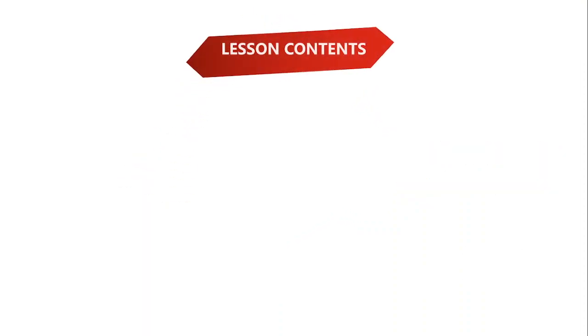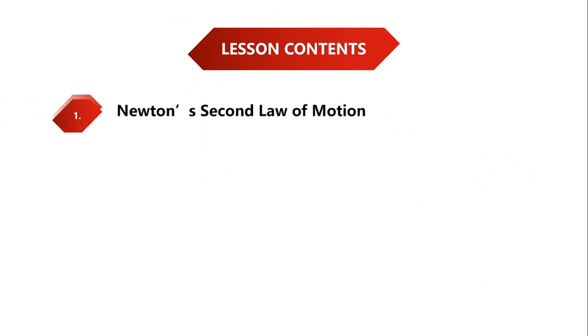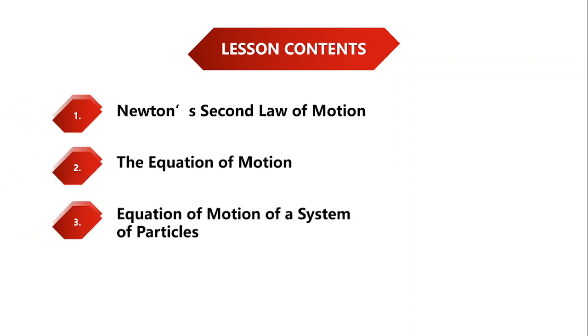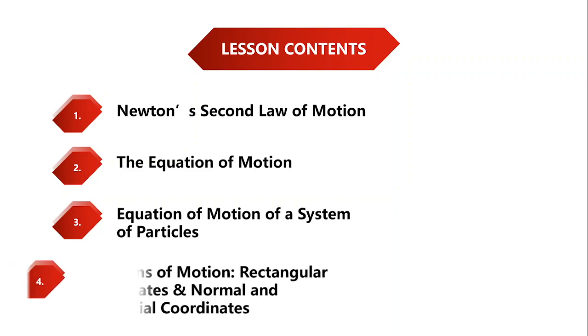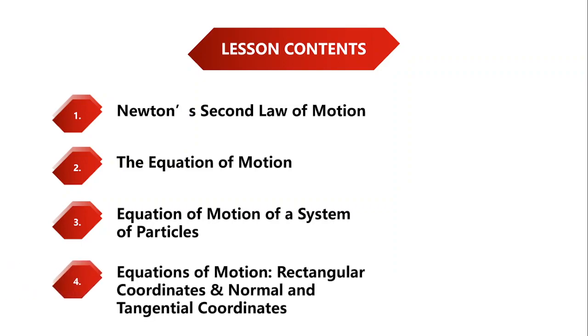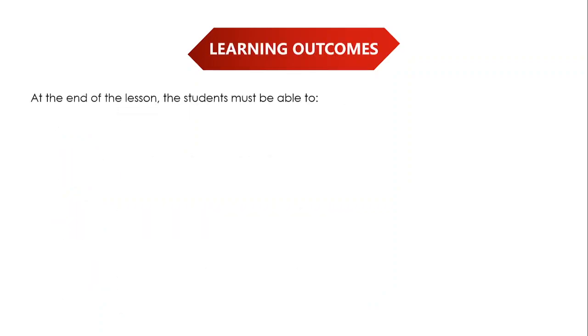So, let's proceed. For today's lesson, these are the contents. First is Newton's second law of motion, then the equation of motion, the equation of motion of a system of particles, and lastly, the equation of motion using rectangular coordinates and normal and tangential coordinates. This should be very familiar by now since we discussed normal and tangential coordinates in two of our lessons, on curvilinear motion and rotation about the fixed axis.